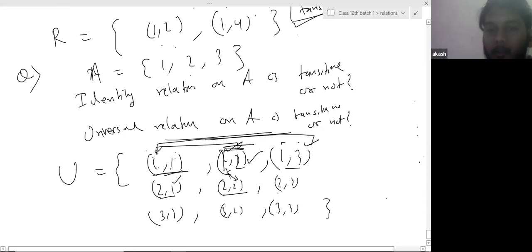(1,2) is there, (2,3) is there. That means (1,3) must be there. So (1,3) is here. Now the last element (1,3), (3,1). So (1,1) must be there. (1,3), (3,2): (1,2) must be there. (1,3), (3,3): (1,3) must be there. All right. Now you have to do this for all the elements, (2,1), (1,1). So (2,1) is there. And if you do all this, you will see that this is a transitive relation.